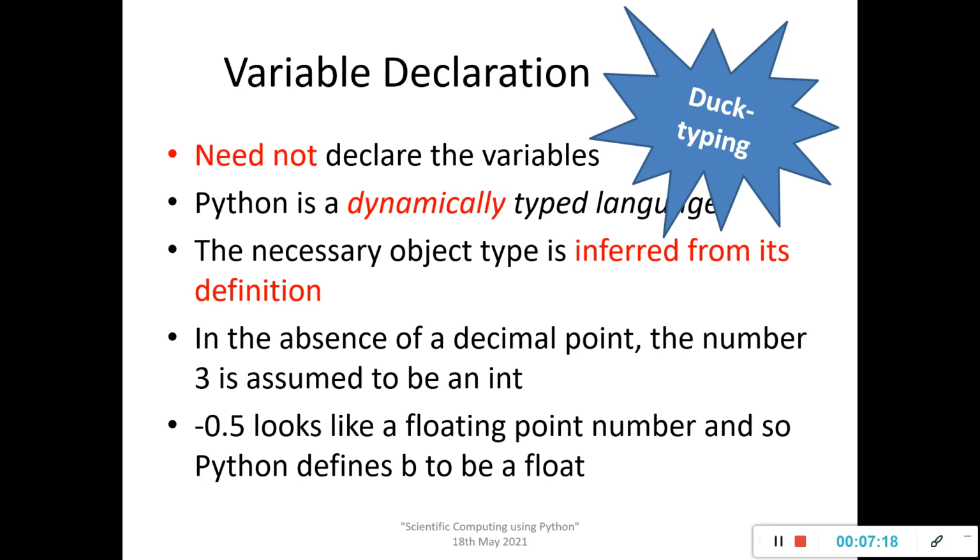That means, in the context of Python, if there is no decimal point, then if the number appears like an integer, it is assumed to be an integer. In the presence of a decimal point as shown here, if it resembles a floating point number, then it must be a float. So this is the dynamically typed technique that Python uses.